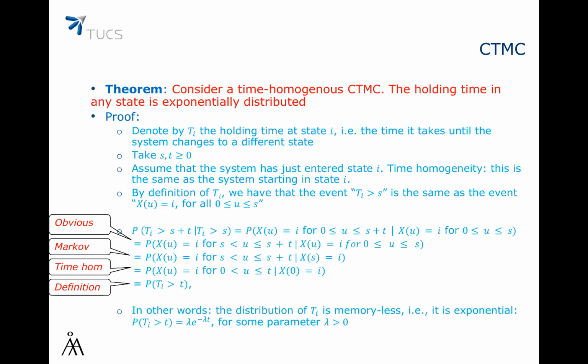For those of you who are more mathematically inclined, here is a detailed proof with all mathematical details that the holding or waiting time in any state of a time homogeneous CTMC is exponentially distributed. It's essentially the same argument that I explained intuitively already, and I will not go through these details. I just show them here so you can return to this slide if needed.